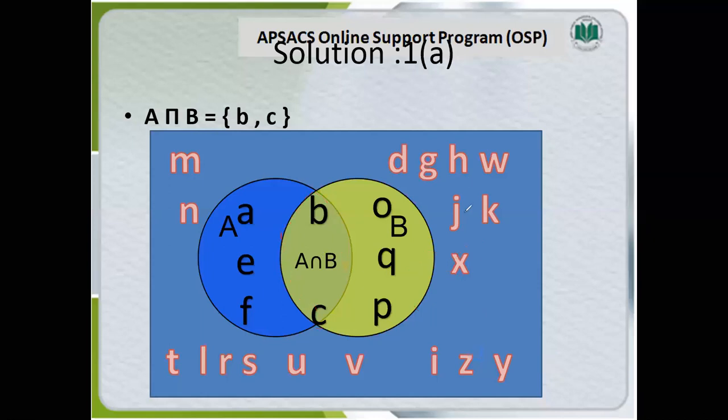Yes. Okay, boys. Clear? So this is set A. This one is set B. I have to write all the elements of A and B as you have already done. But in this common portion, I have to write the elements which are common in both. And those elements are B and C.